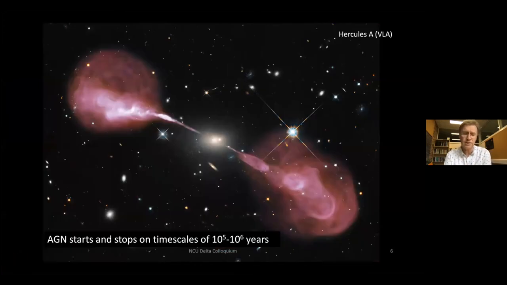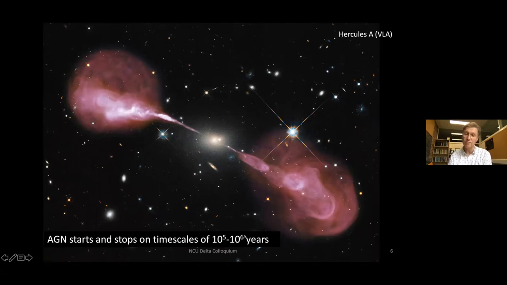This is one example. This is the Hercules A radio galaxy. Here, in red is a radio map of this galaxy, and in white is the background optical image. But you can see in the jet that it very much looks like the jet is stopping and starting. The jet is flowing outwards, but it looks like there are different events here, a series of ejections down the jet. And we believe that indeed in some of these systems, that's what's going on. The jet is stopping and starting on time scales of 10 to the 5 to 10 to the 6 years.